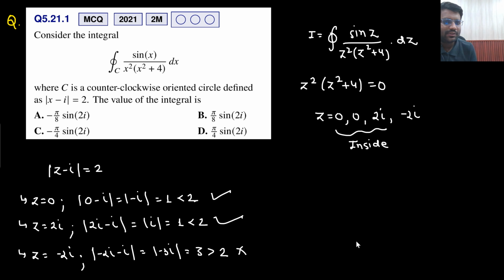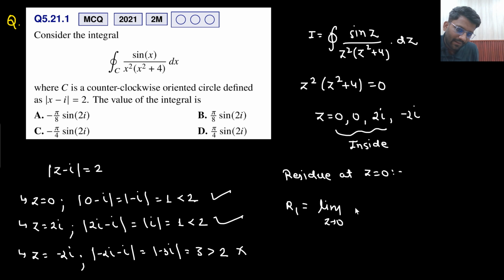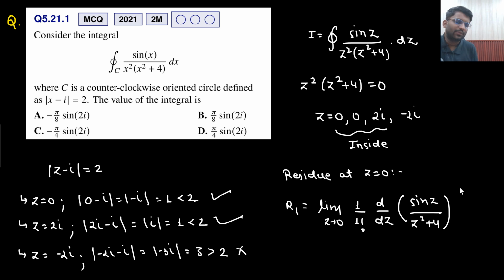Okay. So what we need to do? We need to find out the residues. Our target is finding out the residue. So let's find out the residue at z equals 0. Sir, it is a multiple pole. What I will do? Limit z tending to 0. Sir, since it is occurring twice, I will have to divide by 1 factorial and then differentiate. Differentiate what? Remove the problem. Who is the problem? z square is the problem. So sin z divided by z square plus 4. This is what I am supposed to differentiate, and then I need to put z tending to 0.